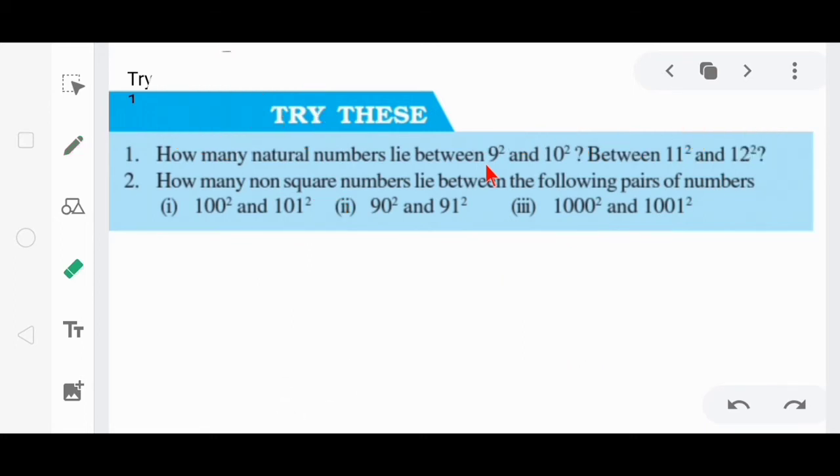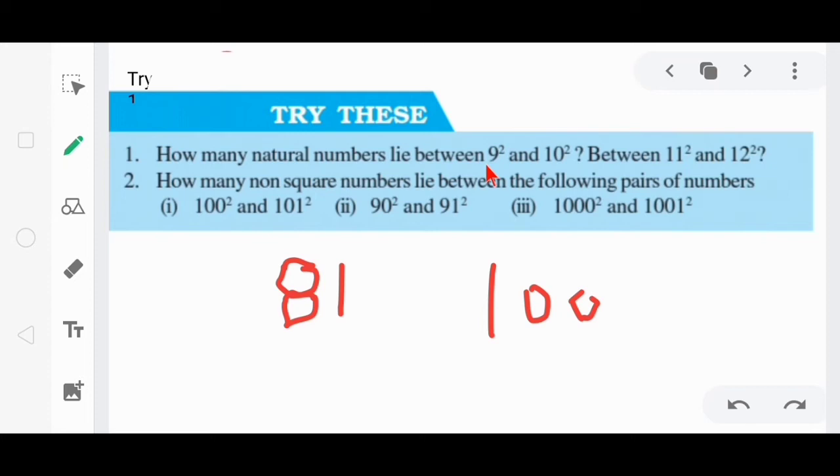Students, we have one more method to solve this question, and the method is if you are given square numbers directly, like 81, which is the square of 9, and 100. So what to do?